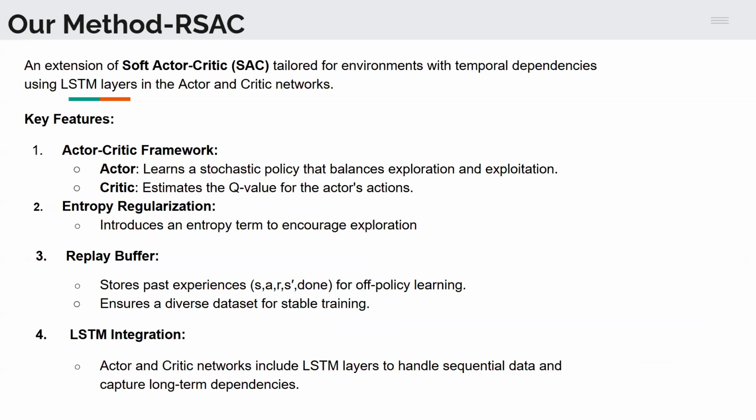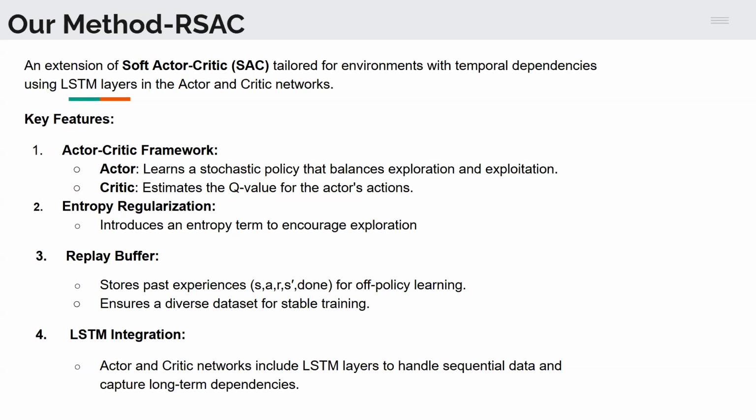Next, in order to have randomness, we have entropy regularization. And in order to maintain memory, we have the replay buffer that stores the state, action, reward, and the next state for off-policy learning. And last is the LSTM integration, where the actor and the critic networks include LSTM layers in order to handle long sequential data and thus capture long-term dependencies.